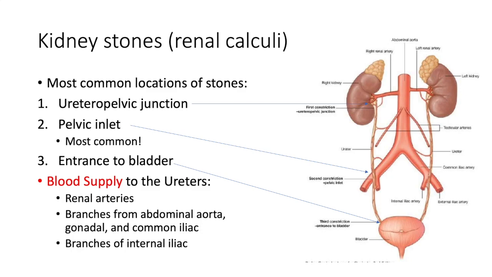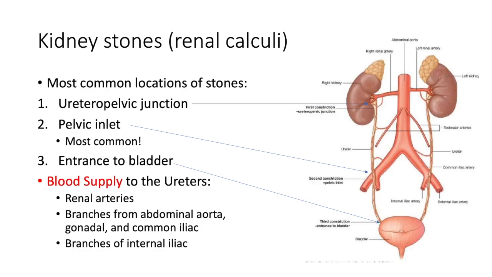But then as it passes over the pelvic inlet, as it passes over the bifurcation of our external and internal iliac, that's the most common place for a kidney stone to get stuck.